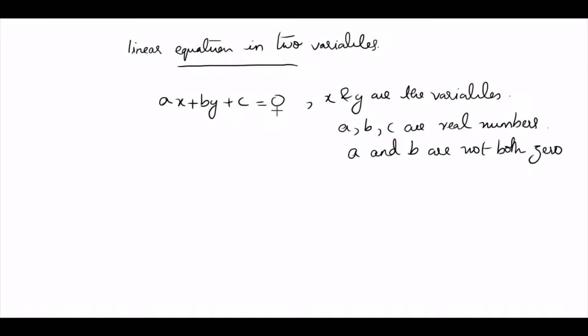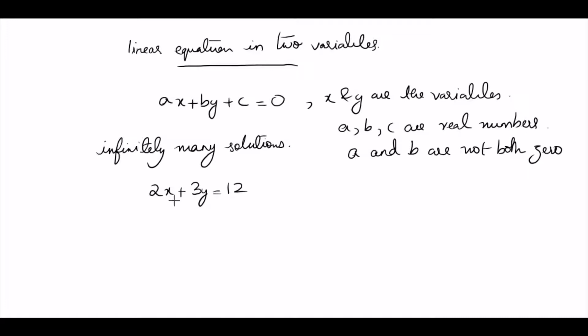So this is a linear equation in two variables. You have already learned in 9th grade that a linear equation in two variables can have infinitely many solutions. Let's take an example. 2x plus 3y is equal to 12 is a linear equation in two variables. What are the solutions for this pair of variables x and y? When you give values for x and y, if the LHS is equal to RHS, you say that the ordered pair is a solution for this equation.